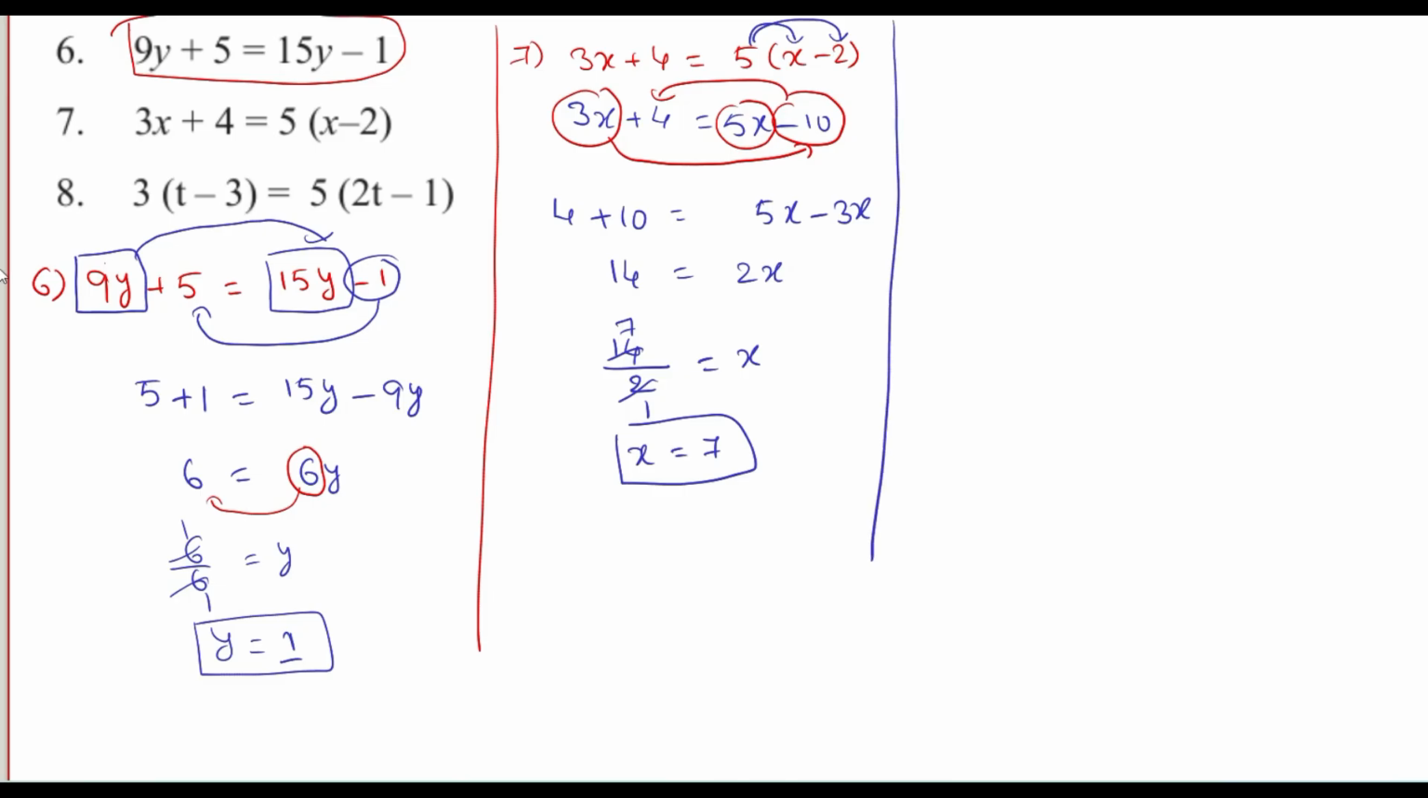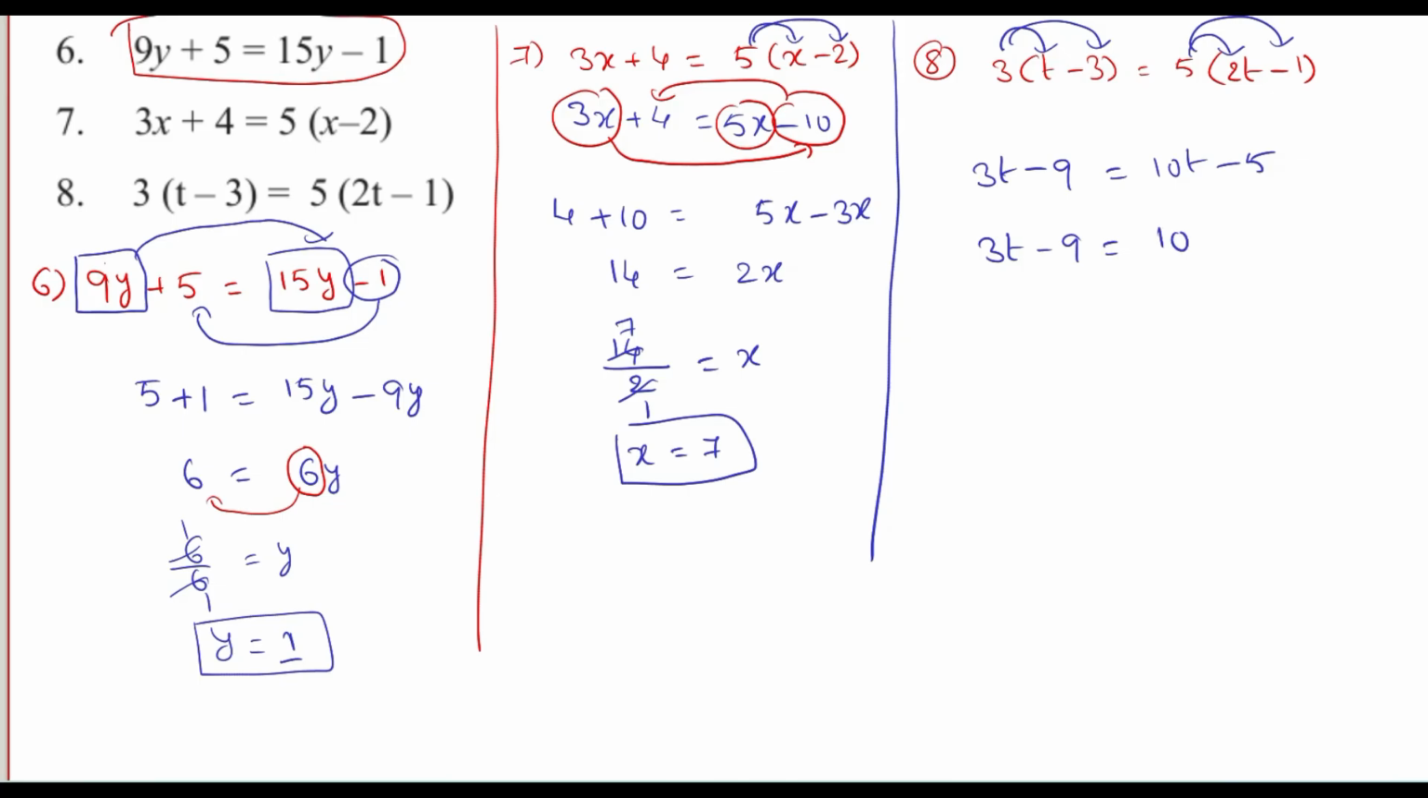And in the same manner, let's take the eighth problem. That is 3 of t minus 3 equals 5 of 2t minus 1. Here also we need to apply the distributive property. Applying it, we can elaborate as 3 into t, 3t, and 3 into minus 3 is minus 9, that equals 5 into 2t, that is 10t, and 5 into minus 1, that is minus 5. From this, 3t minus 9 equals 10t minus 5.